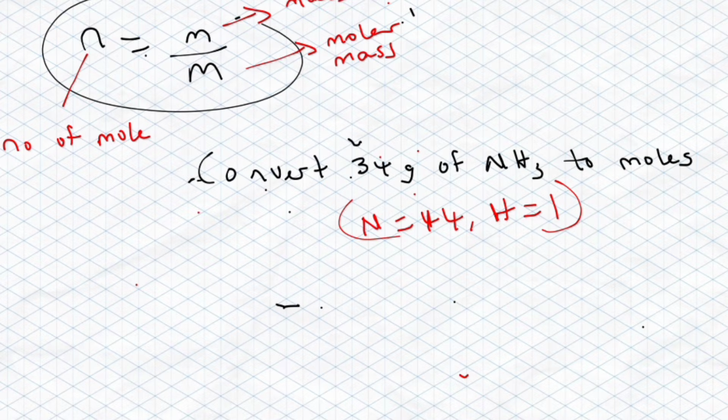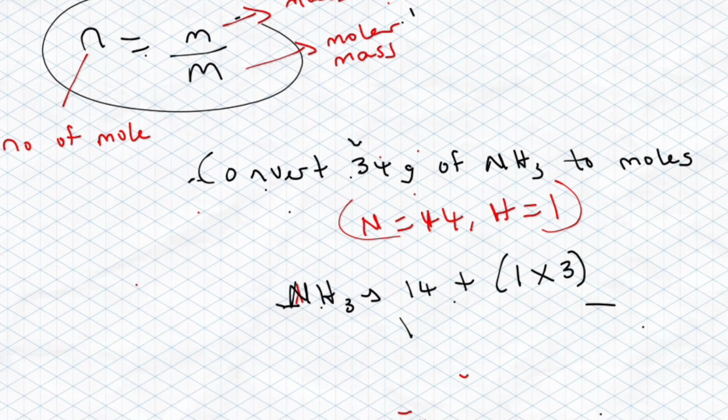So now, to find the molar mass of NH3, that's going to be 14 plus, since we have only one nitrogen, we don't need to include anything. Molecular mass for hydrogen is 1, then times the number of hydrogen that we have, that's 3. So that means we have 14 plus 3, we have 17 grams per mole.